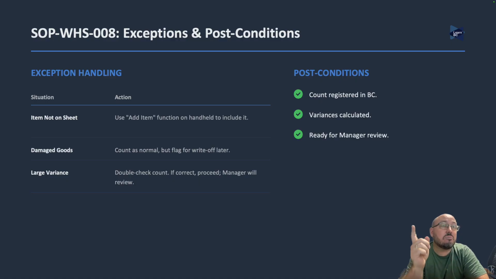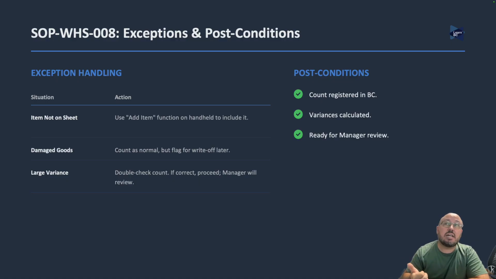And all of a sudden you've gone from 2,000 to 50,000 units. So make sure you're counting the correct barcode, the correct unit of measure, and you watch that what you're scanning is relevant to the count that you're doing. All right. Post conditions: the count gets registered in BC and the InsightWorks count sheets.